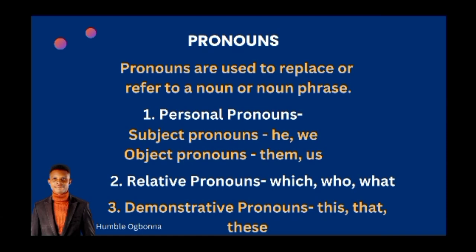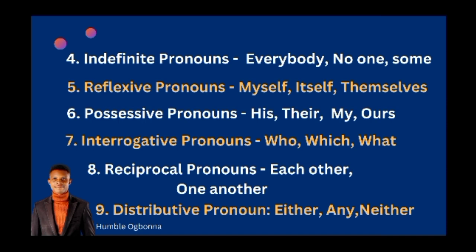We have relative pronouns. Examples are which, who, what. That is the man who stole my bike. That is an example of relative pronouns. We have demonstrative pronouns like this, that, and these. We have indefinite pronouns like everybody, no one, some. We have reflexive pronouns like myself, itself, themselves, herself.